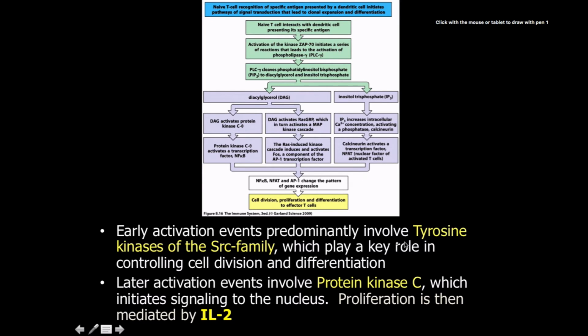Okay, so early activation events predominantly involve tyrosine kinases. Tyrosine kinases are really always involved in cell division and cell maturation and things like that. Later events, though, are going to involve protein kinase C. Notice that we're talking about later. With earlier events, we talked about the whole phosphorylation and signaling cascade. But later on, we're going to talk about protein kinase C, and a new type of cytokine that we haven't talked about, known as interleukin 2, which is dubbed the T cell growth factor, right? Because you can apply from that name what it does.